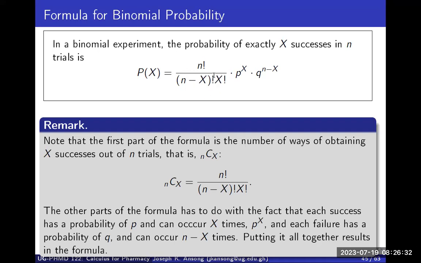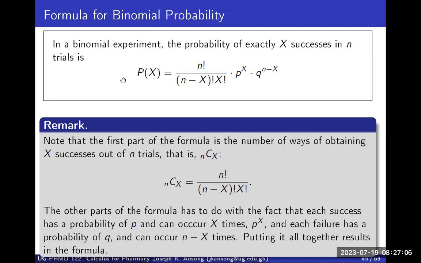And then the other parts of the formula have to do with the fact that each success has a probability of P, and it can occur X number of times. So that is why we have P to the X. And each failure has a probability of Q, and it can occur N minus X times, because if X is successes and you have N trials, then N minus X is the number of failures. So you have Q raised to the power N minus X. If you put all that together, that's how you get this formula.